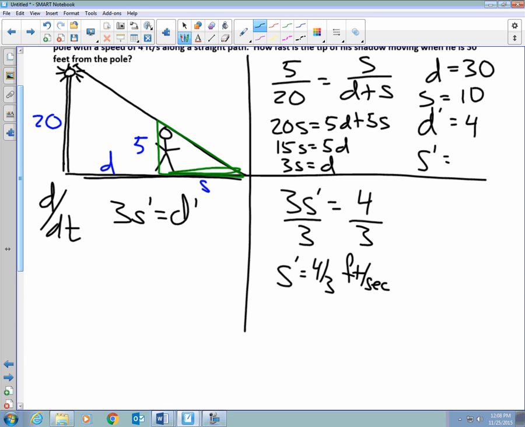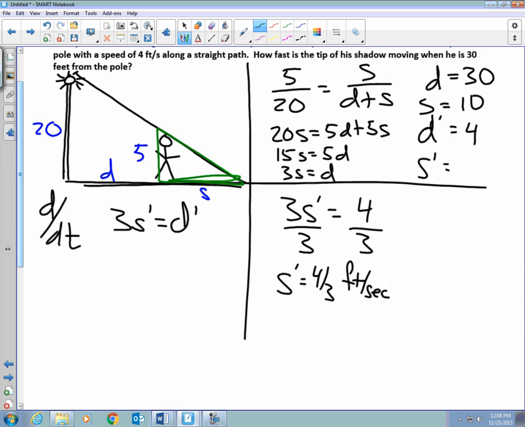Now, the question is a little misleading. It says, how fast is the tip of the shadow moving when he's 30 feet from the pole? Remember that S prime is the length of his shadow. So that's how fast the shadow is moving away from him. It's actually moving faster than that.